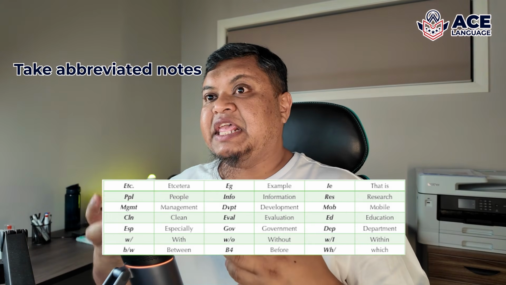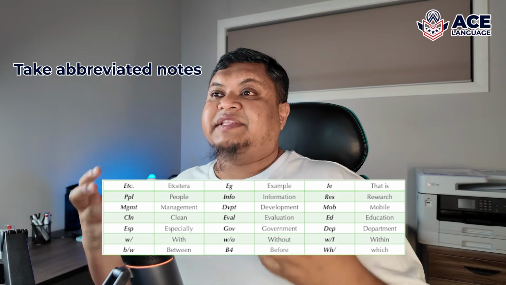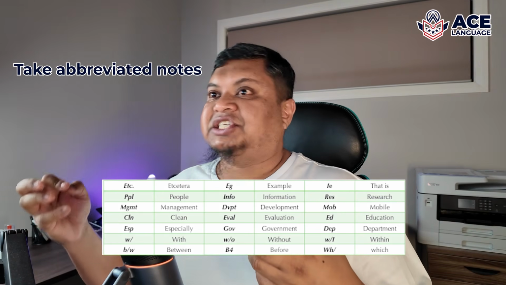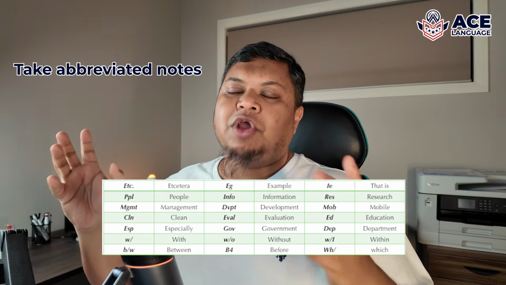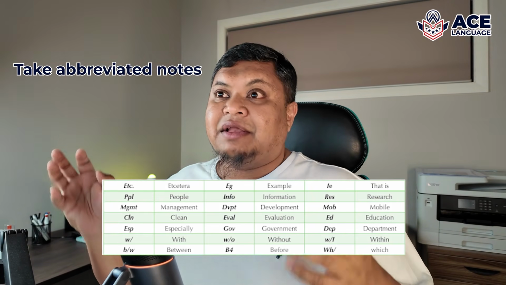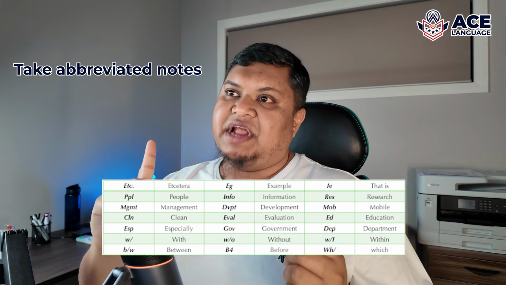Or instead of people, you can simply say PPL. Or instead of saying change, you can simply say CHNG. Or instead of saying rise or increase, you can just use an arrow, an upward arrow.